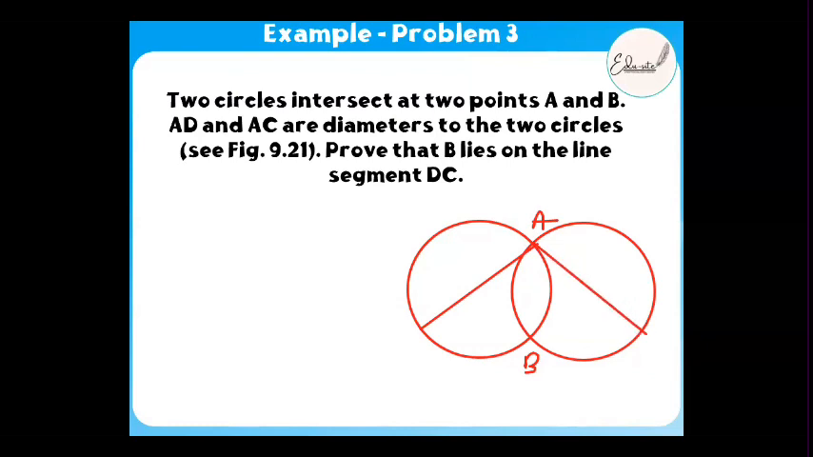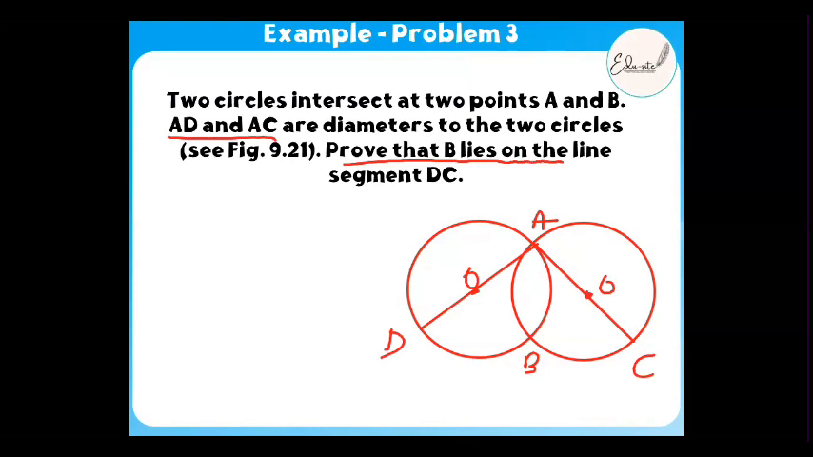Diameters to the two circles. They should be passing through the center of the circle, so make it pass through the center of the circle. Fine. Now again, just mark the point here as O. This is AD, because it's told that the first circle has diameter AD and the second circle has diameter AC. And the diameters are of the two circles.